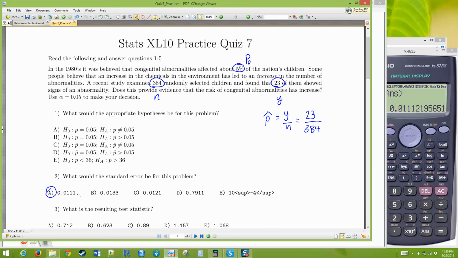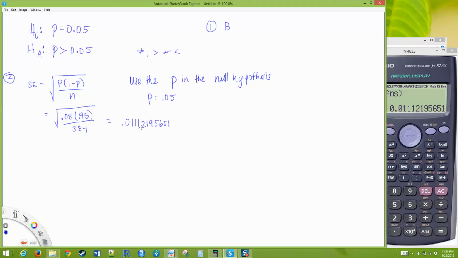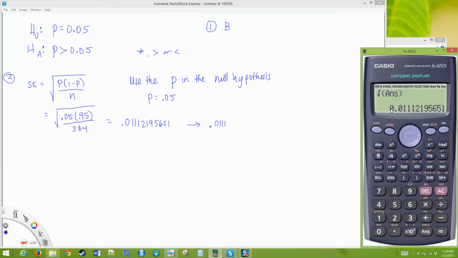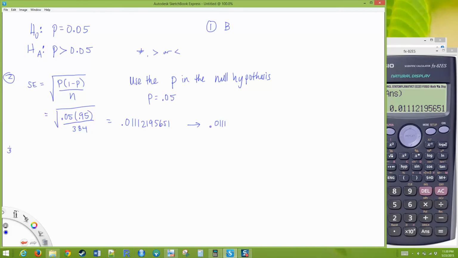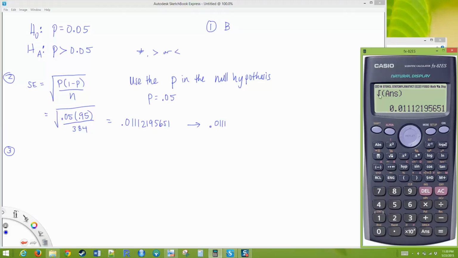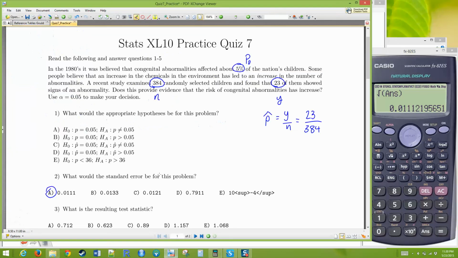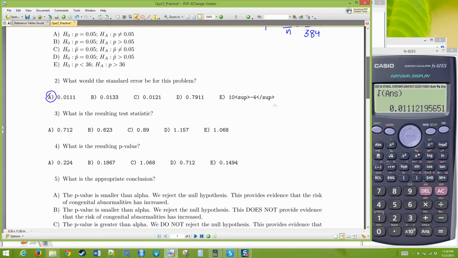Looking at our answer choices, I've got answer choice A, 0.0111. Just go with the answer choices that are listed. It's rounded off to 4 decimal places, so this rounded off to 4 decimal places would be 0.0111. Now, I generally leave these answers in the calculator so that for the next part of my question I don't have to do any retyping, and let me show you what I mean. So number 2 is answer choice A.